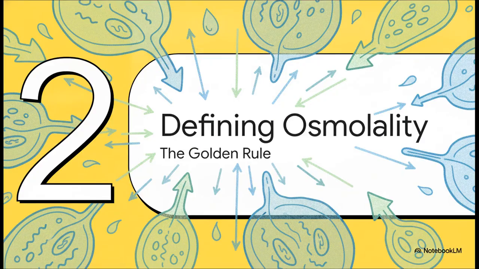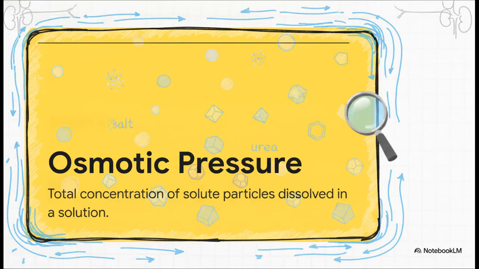Moving on to Section 2, defining plasma osmolality. Let's look at the golden rule here. Before we go any further, we need to clearly define our core concept, osmotic pressure. Simply put, this is the total concentration of solute particles that are dissolved in a solution. Think of solutes as the solid stuff, salts, urea, sugars, just floating around in your plasma. And here is the golden rule. Water is naturally drawn to areas with a higher concentration of these particles. So the sheer amount of these solutes directly dictates exactly where your body's water needs to go to keep everything diluted and perfectly balanced.